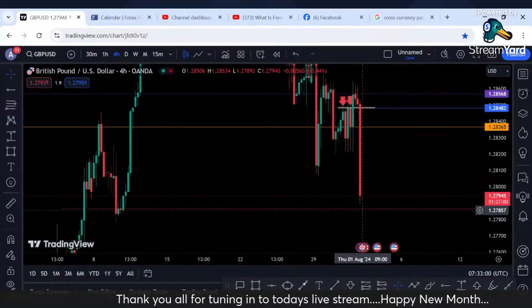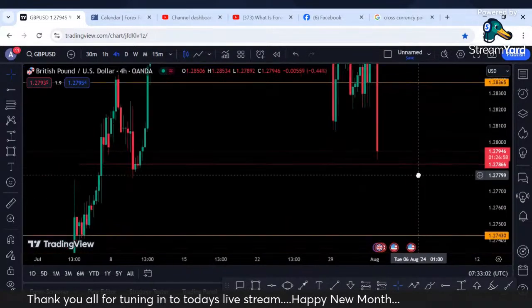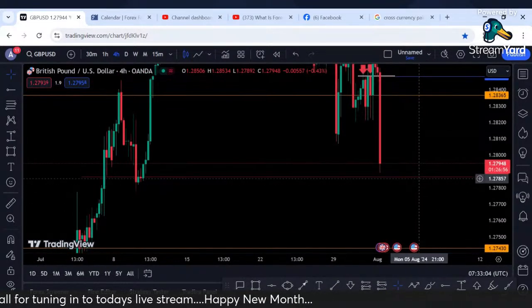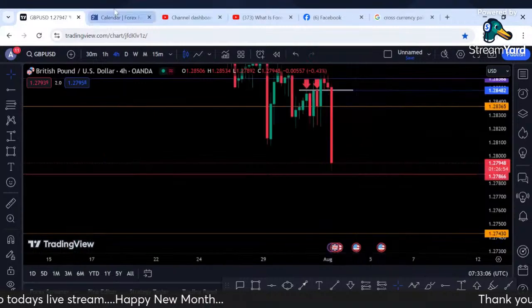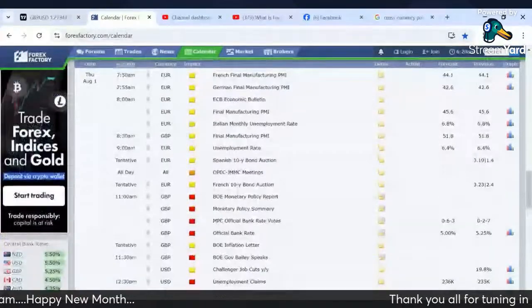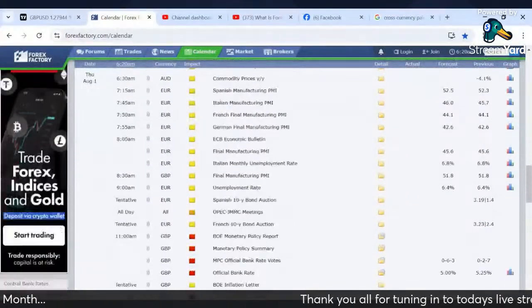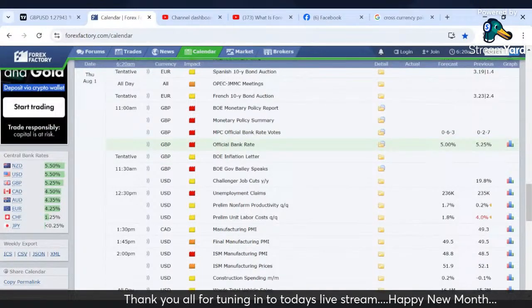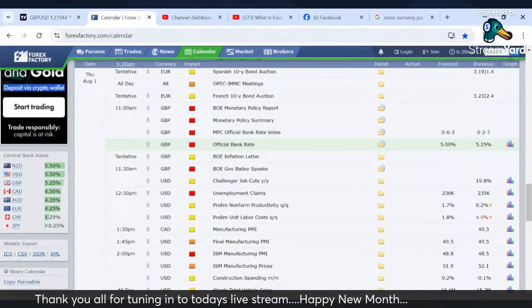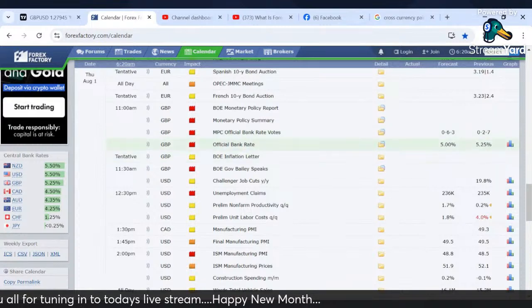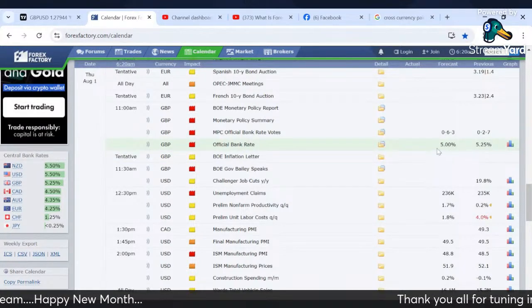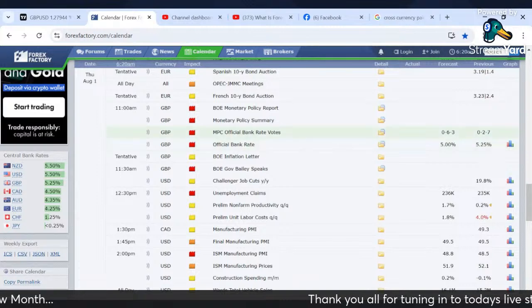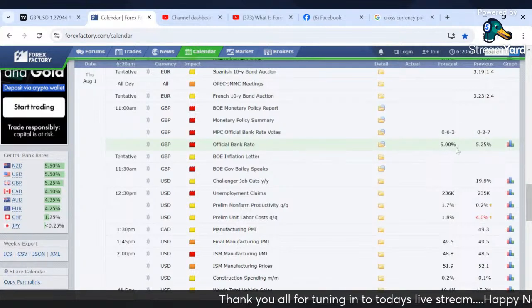So price has retested this one. On the news data, what they are expecting for the interest rate is 5.00%, which is lower than the previous one. So that means the pound should still be weakened. The rate is going to decline.